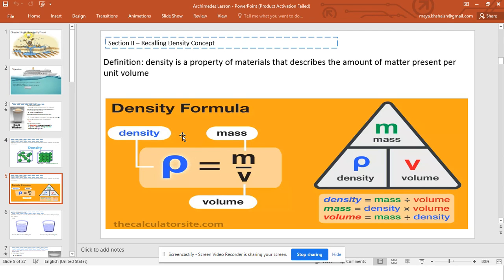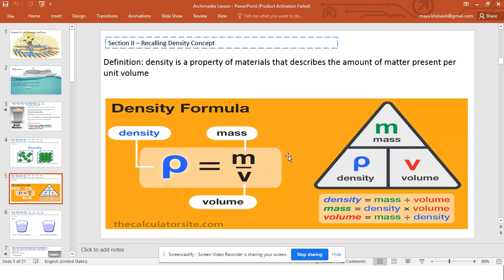That's why we can calculate the density of an object or of a certain material by dividing the mass, which is the amount of matter, by the total volume. It is the amount of matter per volume. So, mass divided by volume. Using the triangle here, density is mass over volume. Volume is mass over density, and mass is density times volume. So if we are given two parameters, we can find the third one, and the formulas are written here.